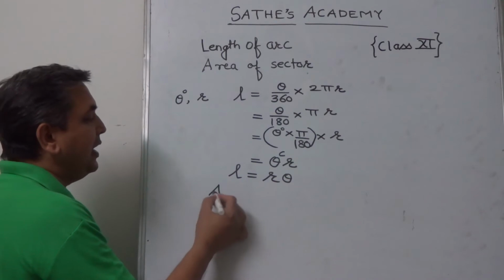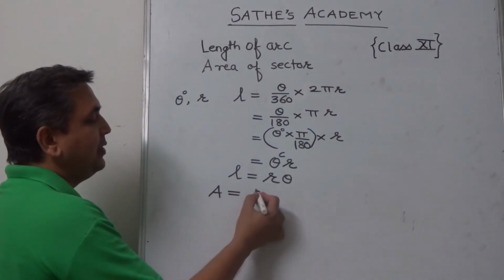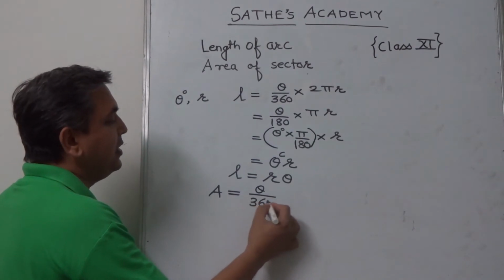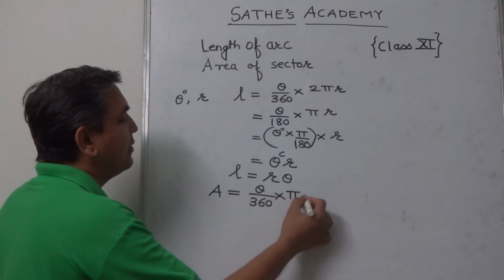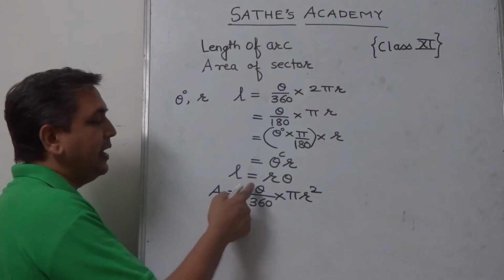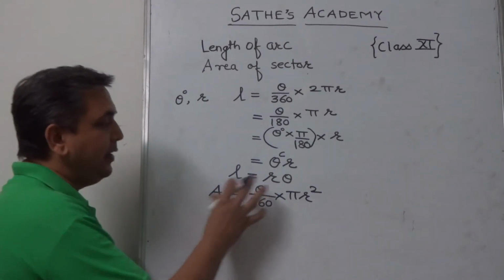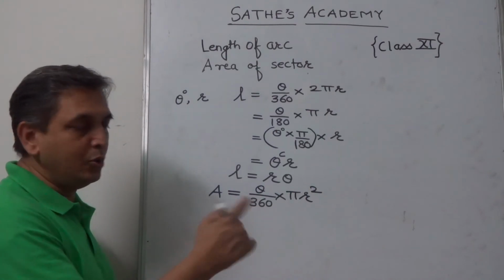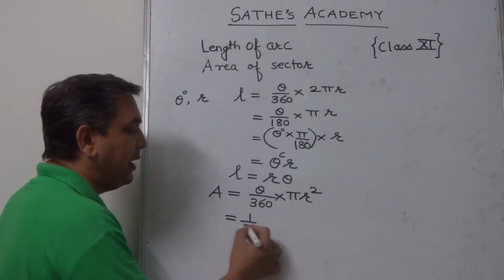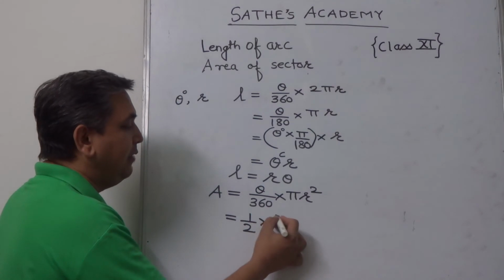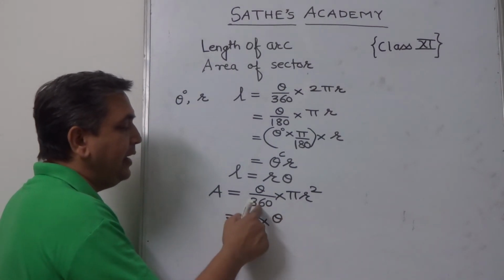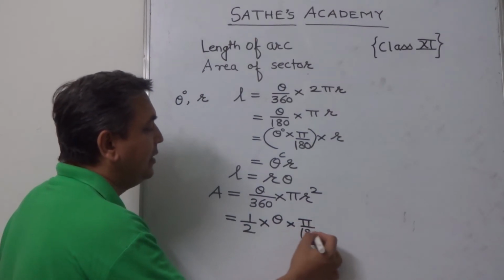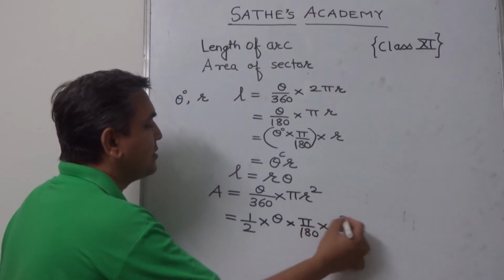And we know area of the sector. Area of the sector is theta upon 360 into pi r square, where theta is in degrees. Again, to make some adjustment here, 360 can be written as 2 into 180. So we write 1 by 2 first, then we write theta, and 180 we write with pi, so we can write pi by 180 into r square.